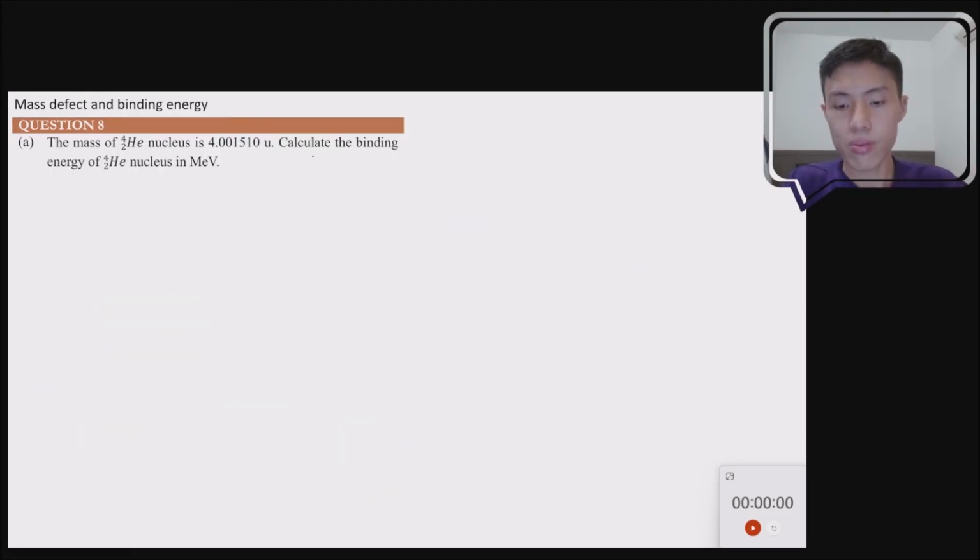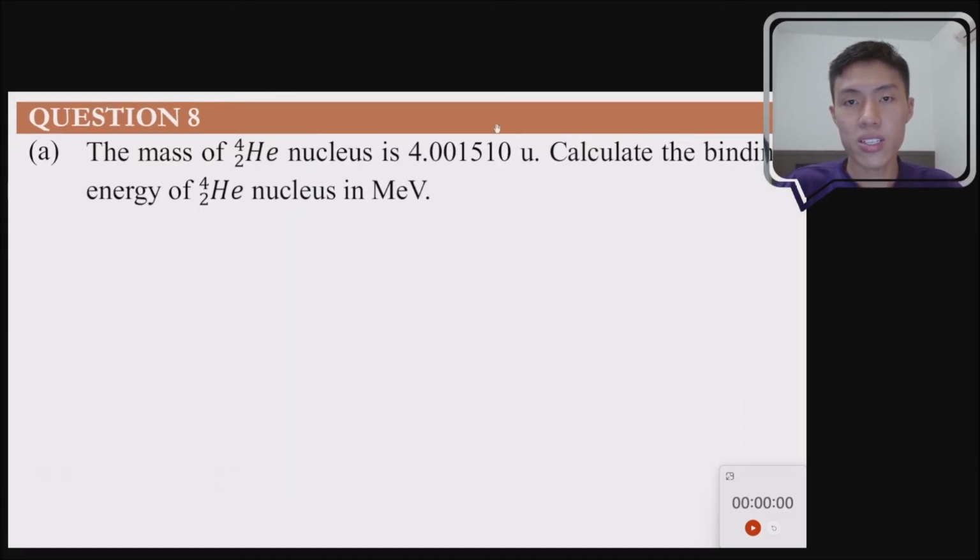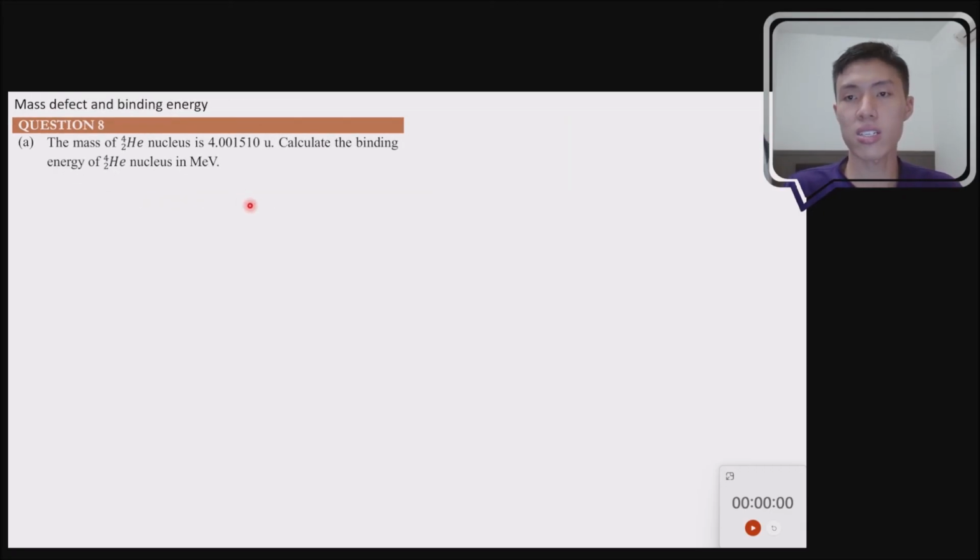Next, the mass of a helium nucleus is 4.001510 u. So they are giving us the mass of the nucleus. This is not the mass of an atom, this is the mass of the nucleus. So we have to use the usual equation for mass defect, which is the total mass of protons plus the total mass of neutrons, minus the mass of the nucleus. There's another version for the mass of an atom, but in this case, it's the mass of the nucleus being given in atomic mass units. So they ask us to calculate the binding energy of the nucleus in MeV.